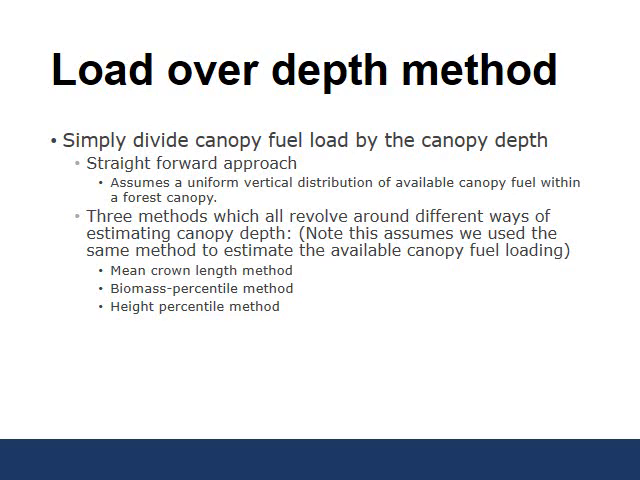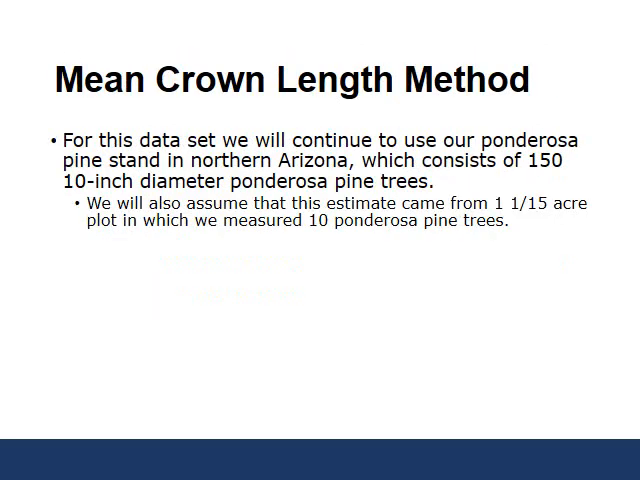We will cover 3 methods to calculate the canopy depth. Ultimately, our comparisons of these methods will assume that the same method of estimating the available canopy fuel loading was used. For this example, we are going to stick with our 150 10-inch trees per acre in northern Arizona. We will assume that these trees were measured on a 1/15 acre plot. Thus, we had 10 trees on the plot.